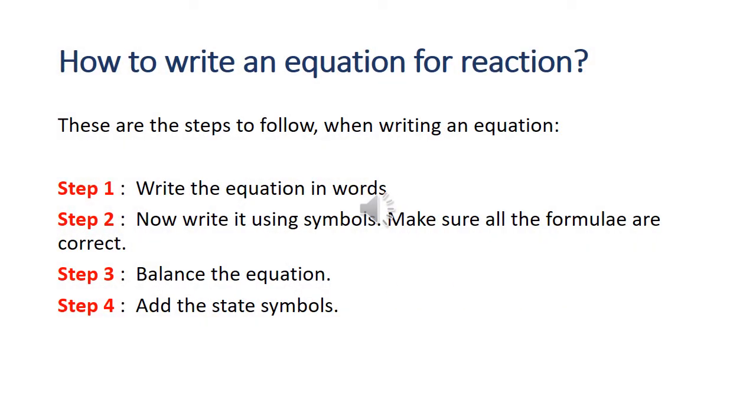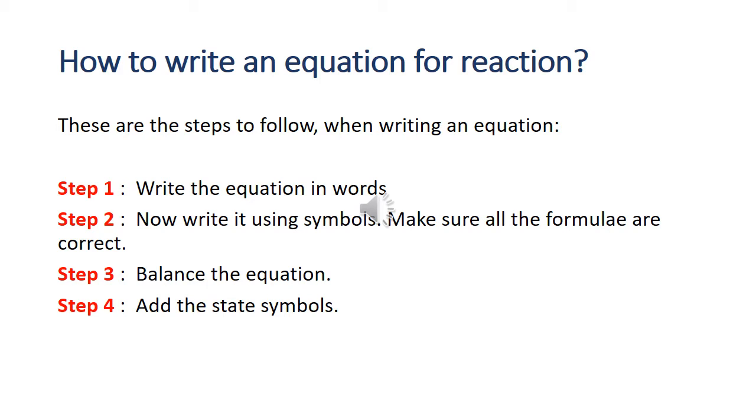The next topic is how to write an equation for a reaction. There are a few steps to be followed in writing an equation. Step number 1, write the equation in words. Step number 2, now write it using symbols. This equation must be written in symbol form. Make sure all the formulae are correct. Step number 3, balance the equation.